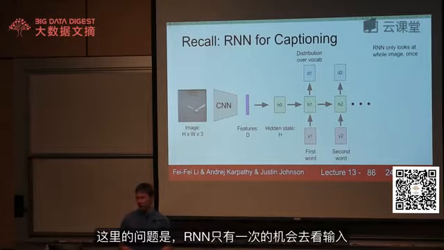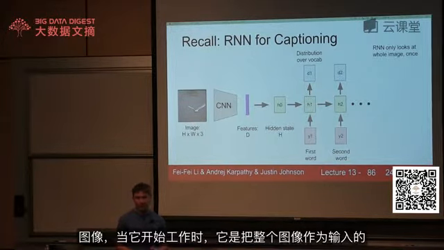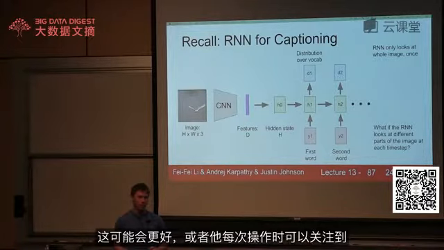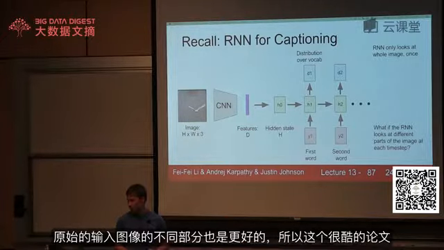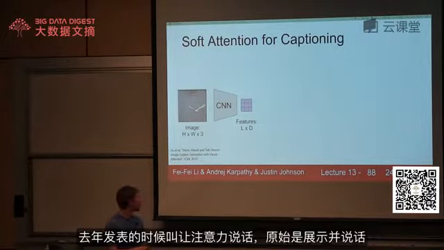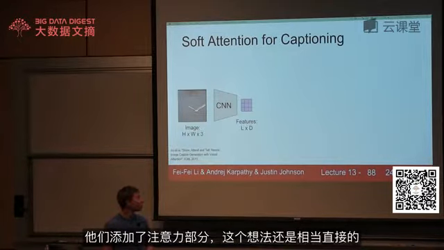The problem here is that this network only gets one chance to look at the input image. And when it does, it's looking at the entire input image all at once. It might be cooler if it had the ability to, one, look at the input image multiple times, and also if it could focus on different parts of the input image as it ran. A pretty cool paper that came out last year was called Show, Attend, and Tell. The original was Show and Tell, so they added the attend part. And the idea is pretty straightforward.